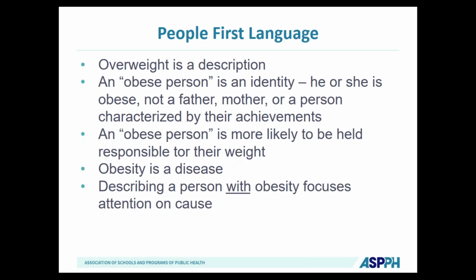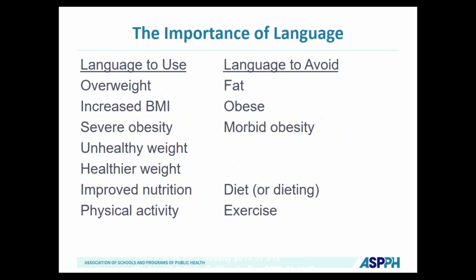Obesity is a disease, and describing a person with obesity focuses attention on the cause. You know, as I've become more attuned to this and I listen to particularly healthcare providers, we talk about patients with breast cancer, not a breast cancer patient. We talk about, although it happens a lot, a child with autism, not an autistic child. So I think the same really does apply to people who have obesity.